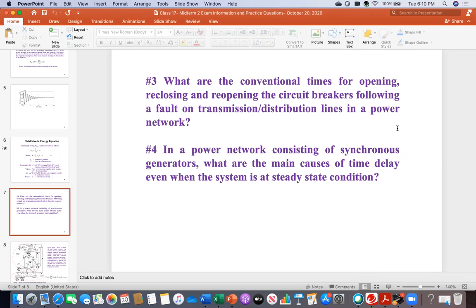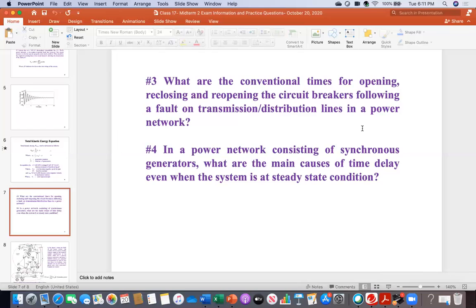Within 5 cycles. Yes. Everybody remember, within 5 cycles. Just note down in your notes that a fault occurs, then within 5 cycles, this means the maximum delay is 5 cycles. Then you can guess how long 5 cycles is. For a 50 Hz system, it is 0.1 second or only 100 milliseconds.